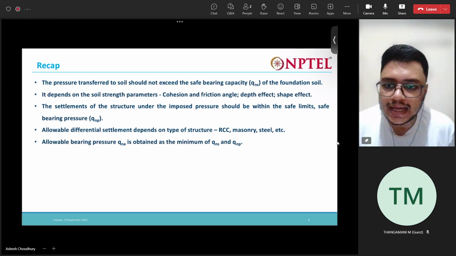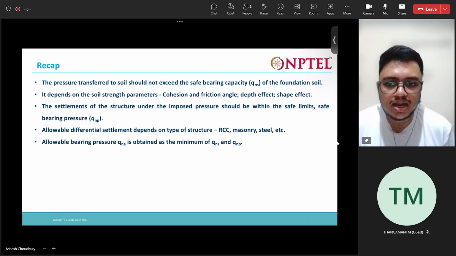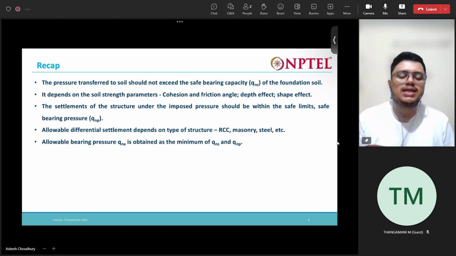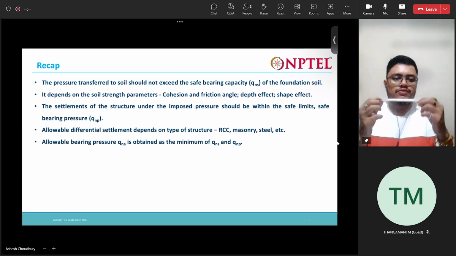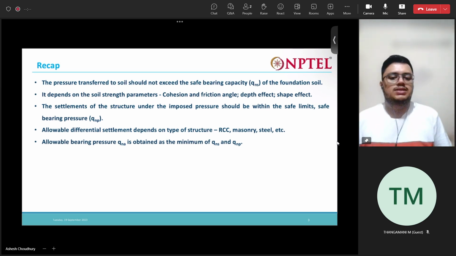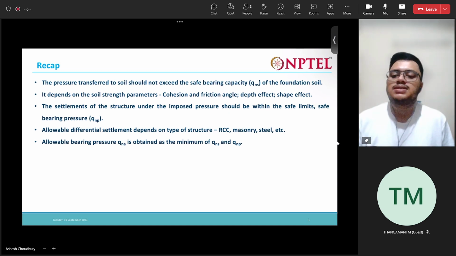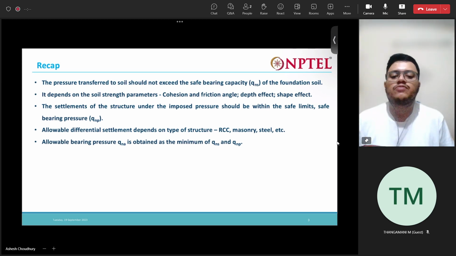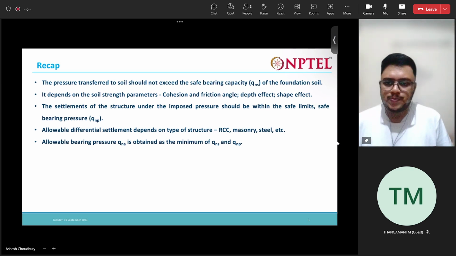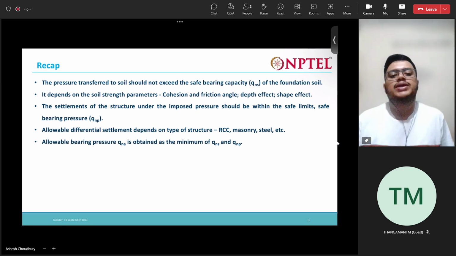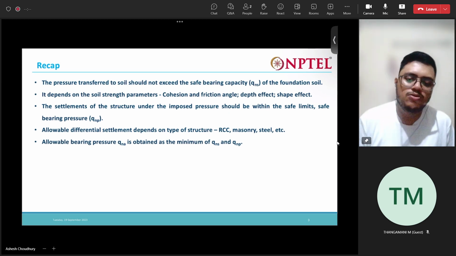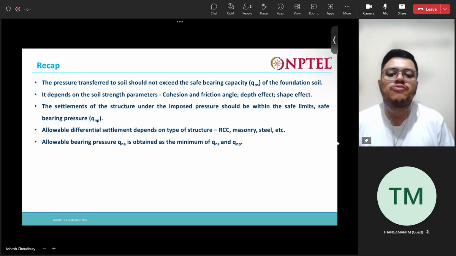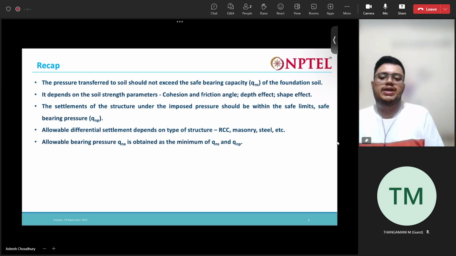Alright. Next, the settlements of the structure under the imposed pressure should be within safe limits. That is the same bearing pressure. So the settlements or the differential settlements should be under limits, and the limits of these differential settlements actually vary from structure to structure. For RCC structure, for masonry, for steel structure, these are different. Alright, and these are clearly mentioned in the code. In the Indian standard codes, these are properly given. The allowable bearing pressure is obtained as the minimum of the safe bearing capacity and the safe bearing pressure. Right.